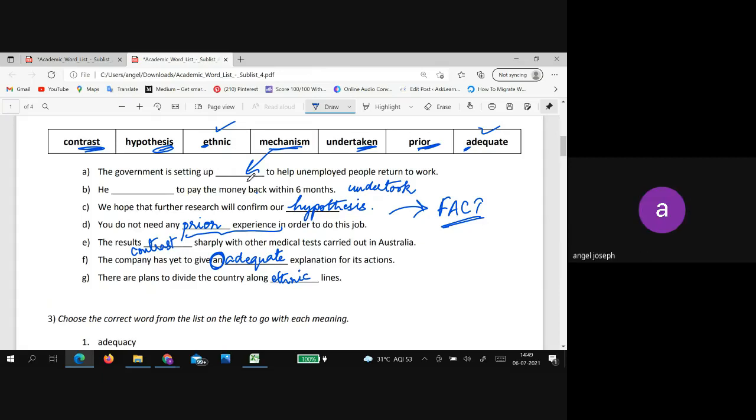Setting up a mechanism, setting up a process, that is the meaning. Or, dear, you can put a plural form also. Depending on the context you can put a plural form also. So you can also say the government is setting up mechanisms, various kinds of activities, why? To help unemployed people return to work. It can go both ways. What you said is not wrong.